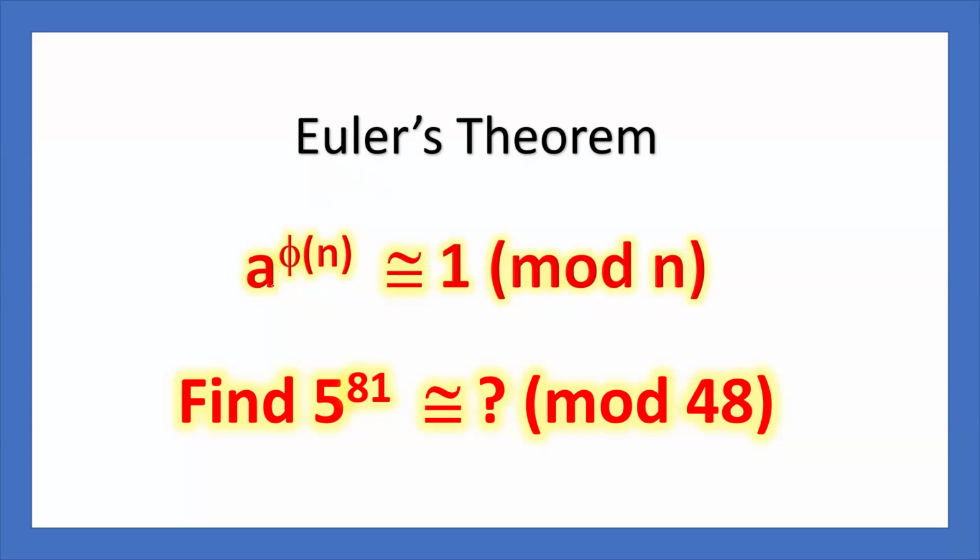It means that when a to the power phi(n) is divided by n, the remainder will be 1. Now, I hope you all know about remainders, so I'm directly moving to Euler's theorem and explaining what phi(n) is. Using this property, we'll find the remainder when 5 to the power 81 is divided by 48.